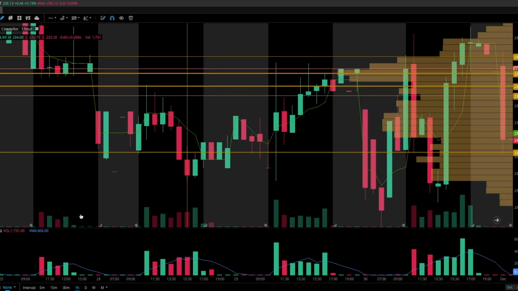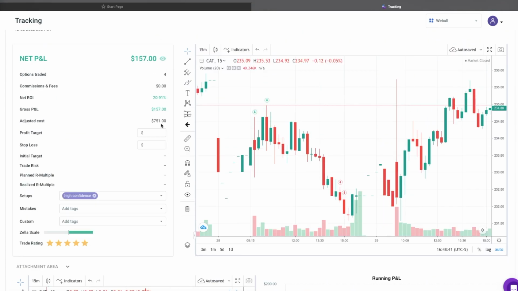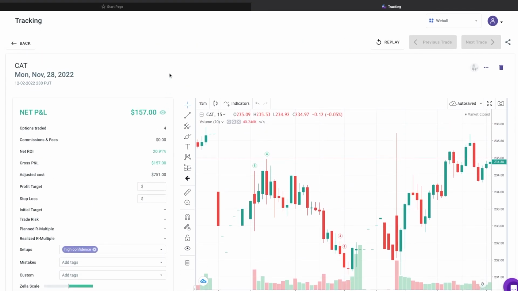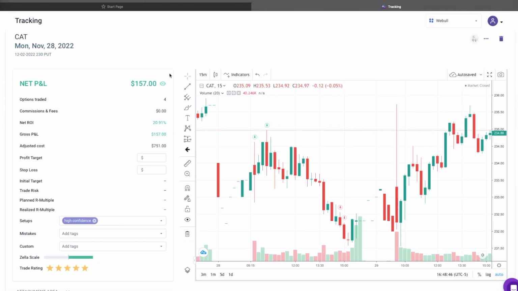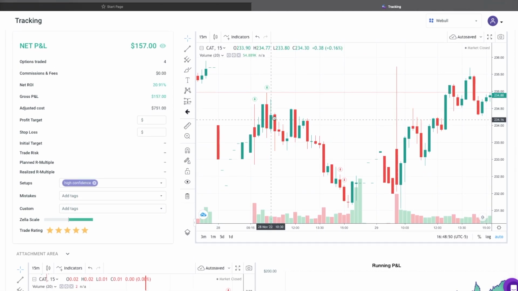So yeah, that's a little rundown of what a high confidence A+ high probability setup looks like. It's not taking lottos, entering in without a plan. Netted a 22% return, high confidence setup. Yeah, the numbers might not be as big, but you keep doing this and you keep following this routine, your numbers are going to add up as you size up.